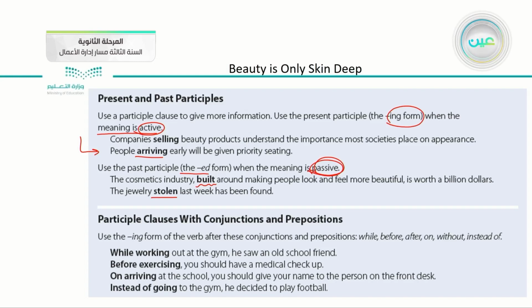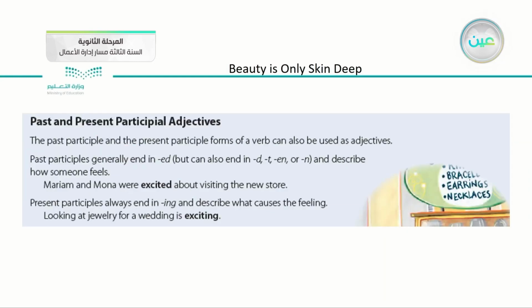So we used the verb and we added the -ing to this verb. So it has become a participle clause after these conjunctions and prepositions. While working, before exercising, on arriving, instead of going. Now we have past and present participle adjectives. The past participle and the present participle forms of a verb can also be used as adjectives.